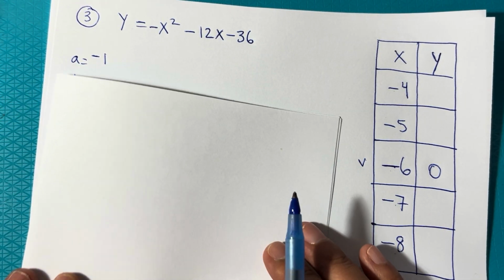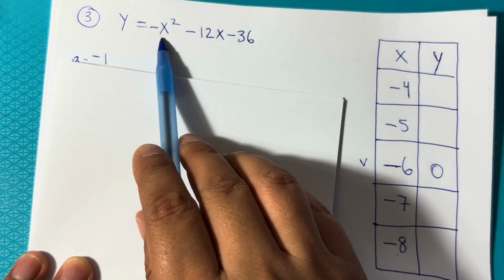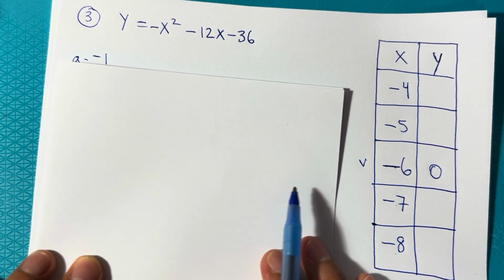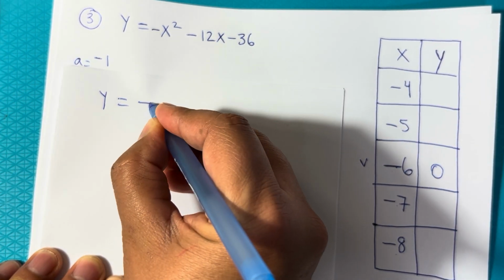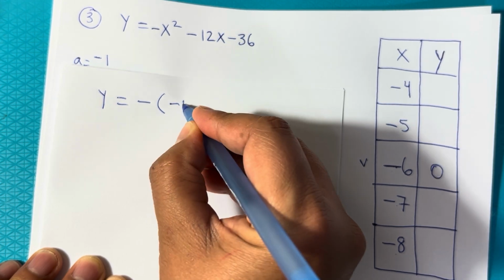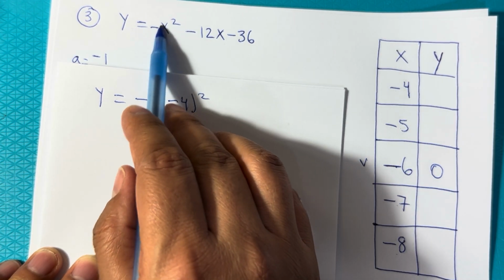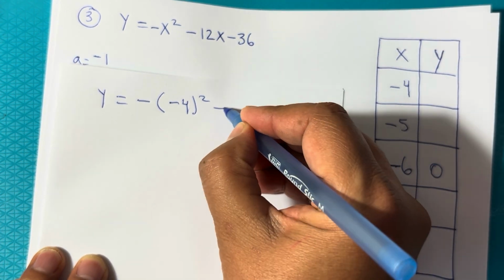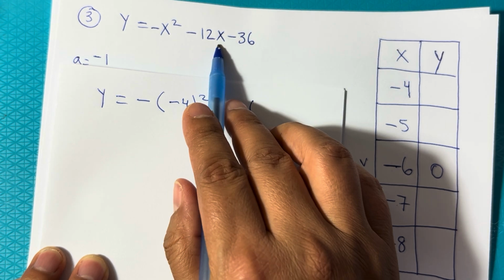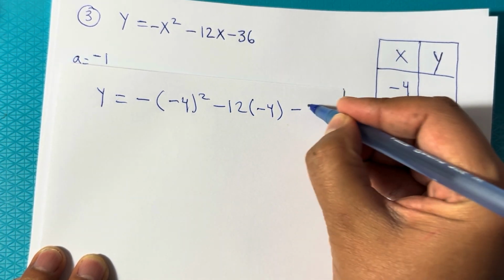Now that we chose the values for x, we're going to replace each one in the x here, and find the answers. So y is equal to negative, open parentheses, -4 squared. Okay, I'm replacing this in the x, not the negative. The negative stays, it doesn't get replaced. Minus 12 times -4, minus 36.